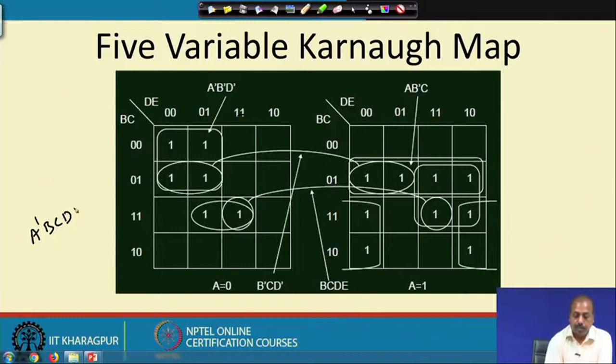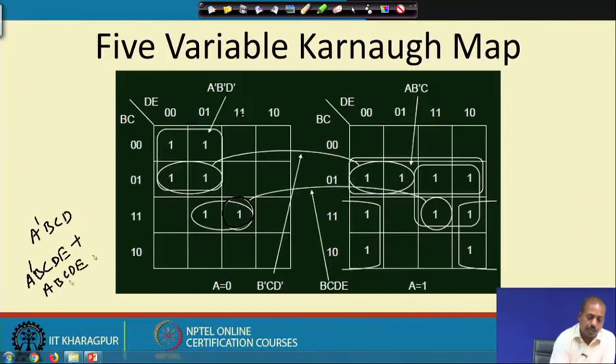Now this A bar B C D, you can find from this map that this B C D is also there. If you take, for example, this single term, this is your B C D E. Now, this B C D E and this B C D E. Here also for A equal to 1 map we have got B C D E. From the first map I am getting A bar B C D E. From the second map I am getting A B C D E. When they are combined, A plus A bar will make it 1. So ultimately you will get B C D E.